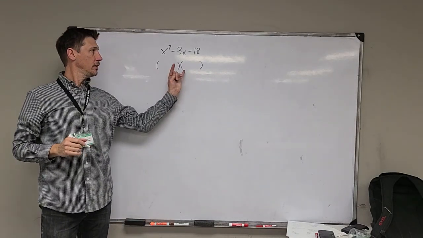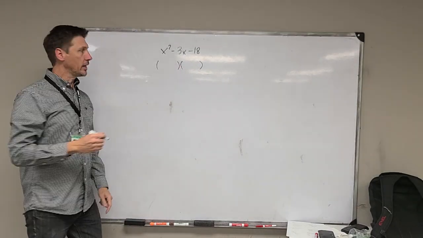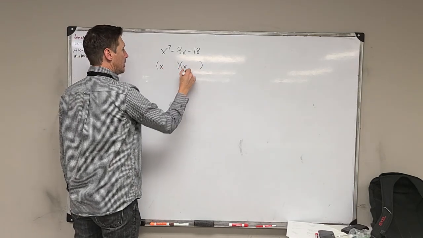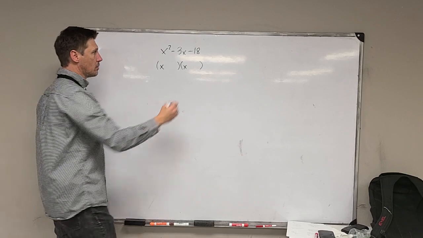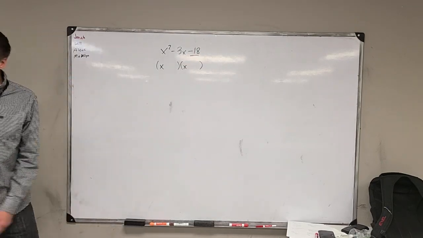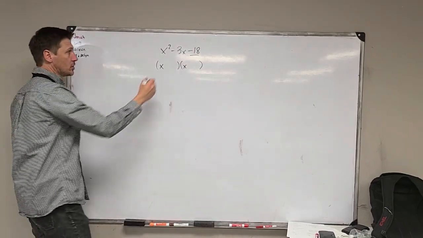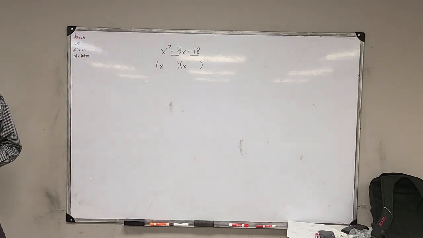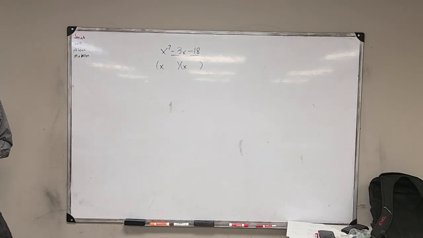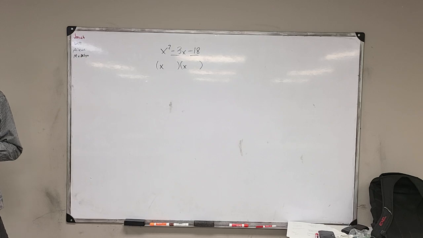What goes here and here? The two X's, right? That's the easy one. And then the numbers that we put here, if you multiply those numbers together, it's got to equal negative 18. If you add those numbers together, it's got to equal negative 3. All right? So what two factors of negative 18, when added together, will give you negative 3?